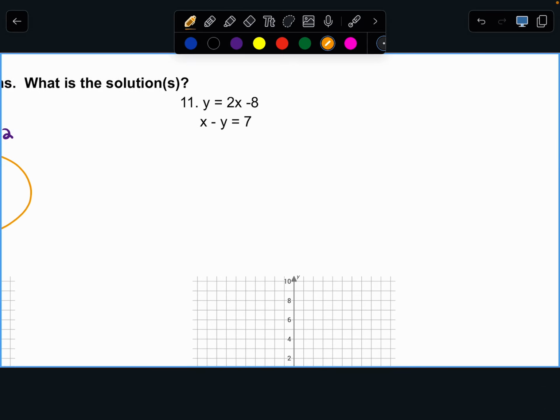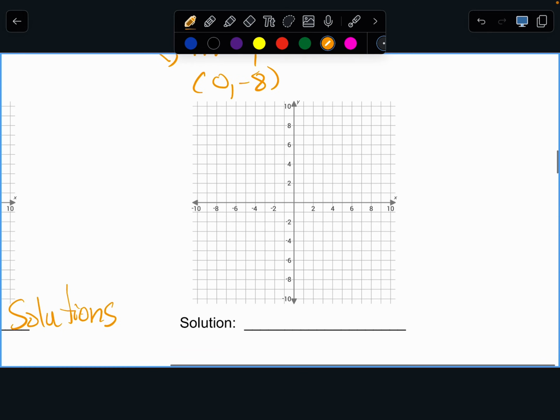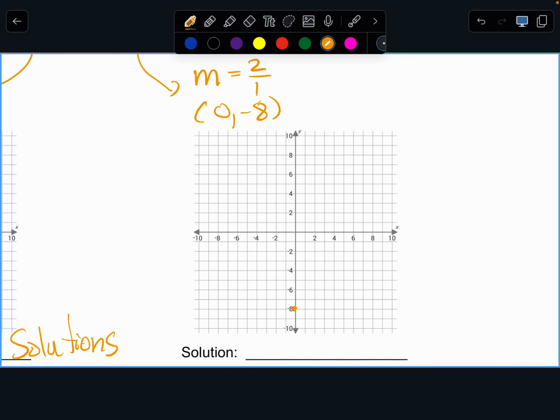This next one, it already tells me from my first one, my slope is equal to 2, or 2 over 1. My y-intercept is negative 8. I'm going to come down here to negative 8. And I'm going to go up 2, over 1, and keep repeating that, up 2 over 1.